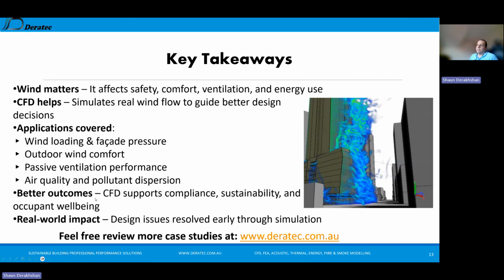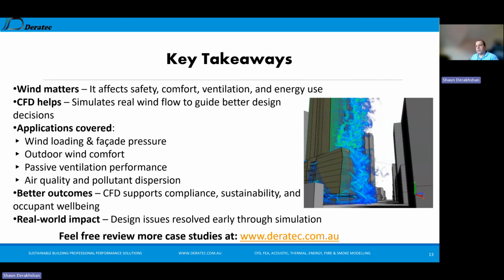So outdoor airflow or wind-driven airflow can affect positively or negatively, so we need to consider it with simulation. For better outcomes, we can support architects, mechanical or wind engineers to optimize their project to comply with NCC and also sustainability and well-being, because when we're talking about buildings, we're talking about people, and people are the most important in the world. So we need to look after them, and simulation can help.